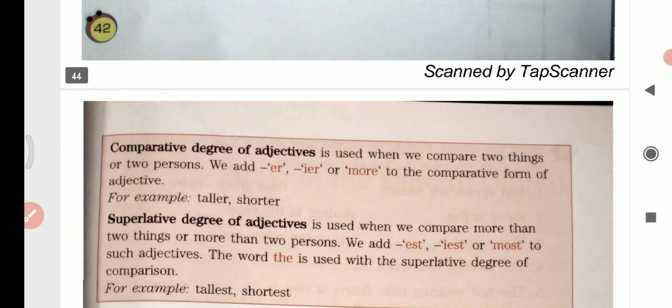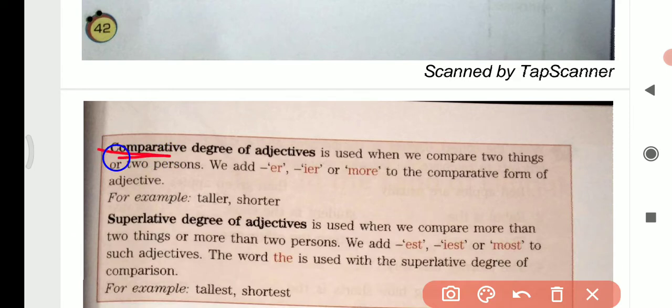Next we have comparative degree. Comparative, from the name only you can identify. Comparative means compare. Here you have to compare. So comparative degree is used when we compare two things or two persons. जब भी हम लोग दो things या दो persons को compare करते हैं, then we use comparative degree. And here we add ER, IER or more.